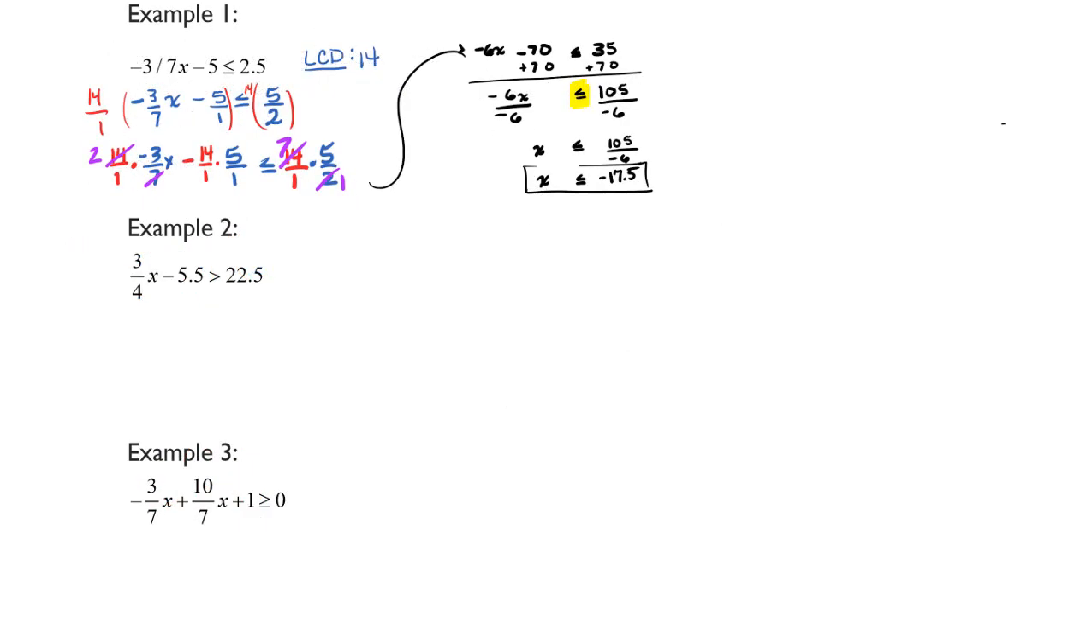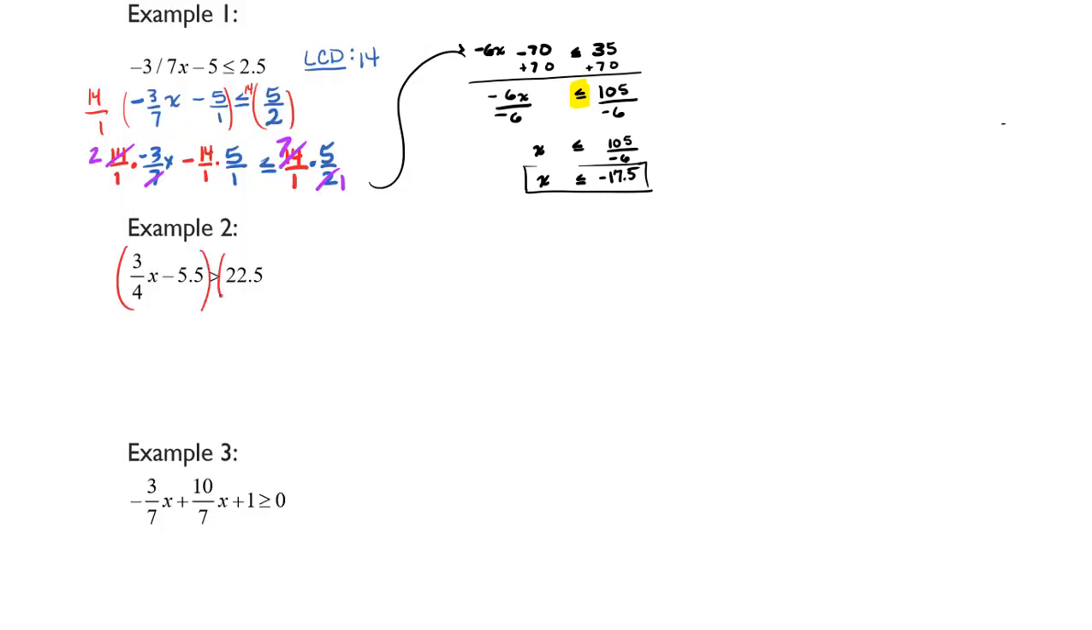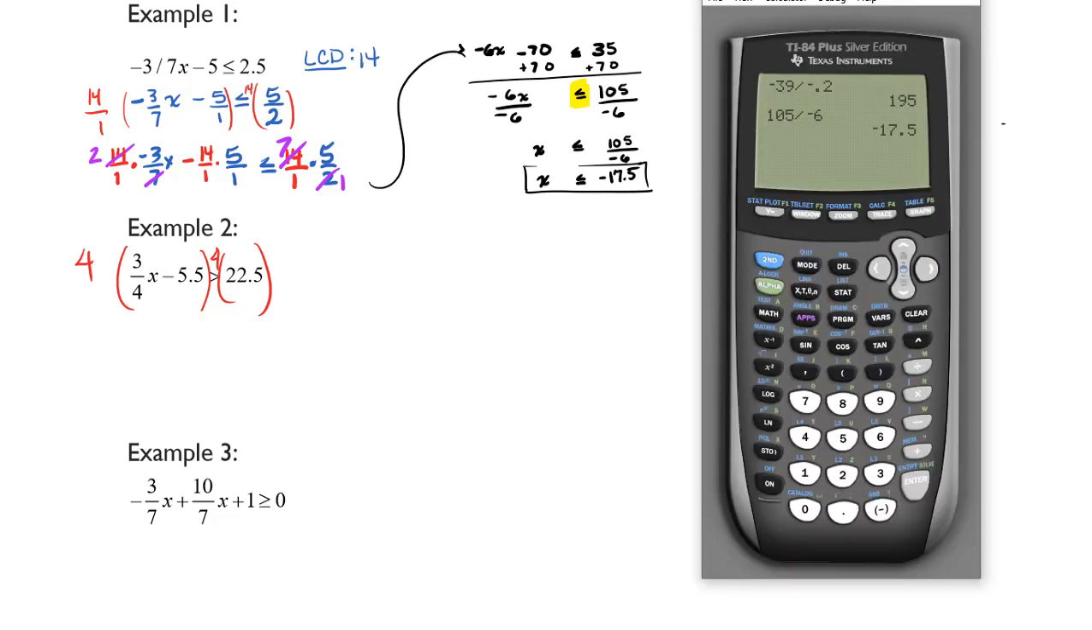Let's look at example 2. Again, we have fractions and decimals here. I could multiply everything by 4 here, and that would clear all the denominators. It would probably also get rid of those decimals, so let's go ahead and see what happens. I'm going to multiply both sides by 4. Again, that doesn't change the inequality statement when I solve it.